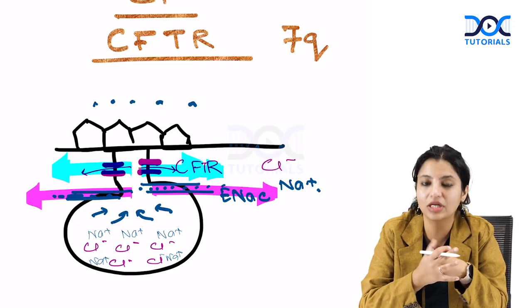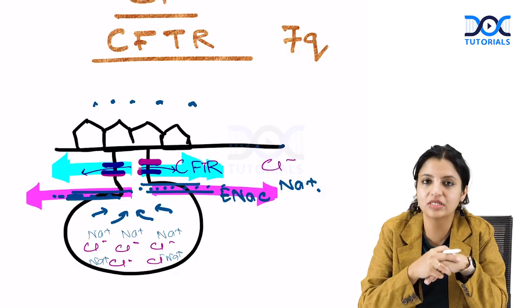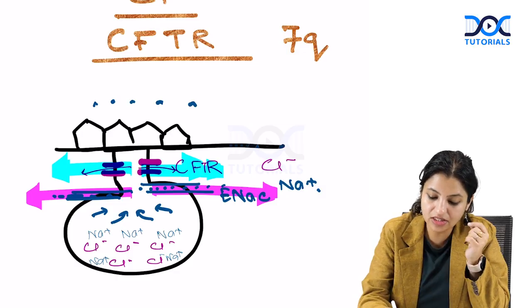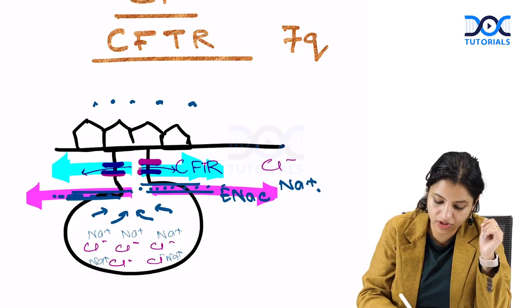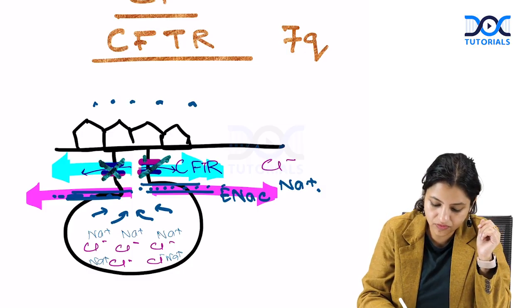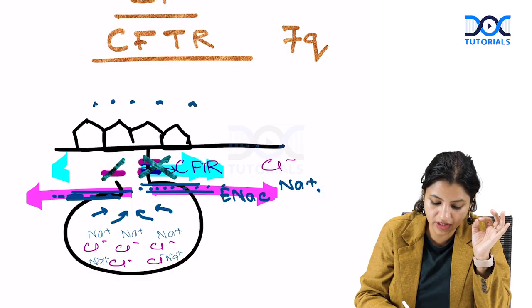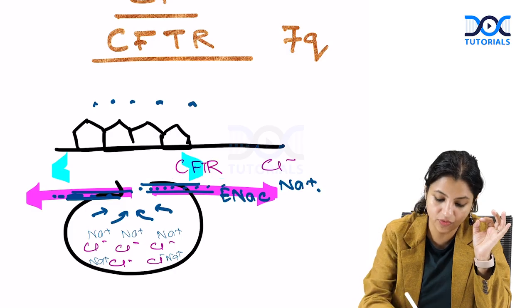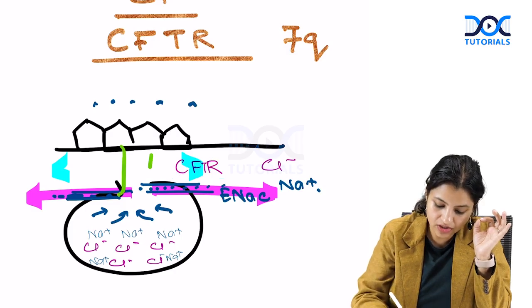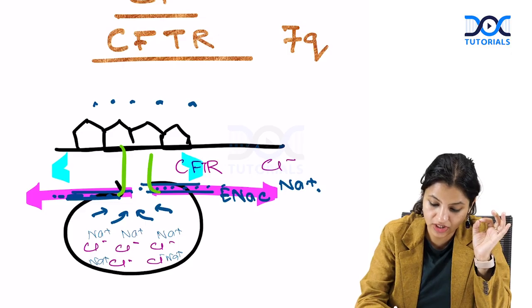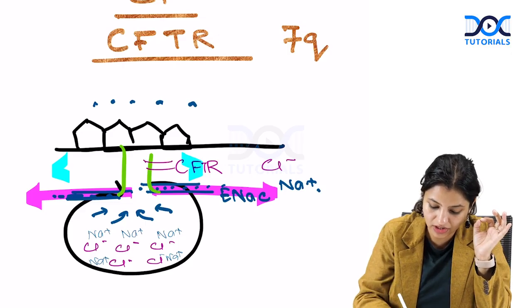That doesn't happen normally. Now, what happens in patients with cystic fibrosis is that these CFTR channels are defective. Okay, so they are not working. Before we go to the defect, I should tell you one more normal function of CFTR. So yes, we have talked about these CFTR channels, these pink color channels here.